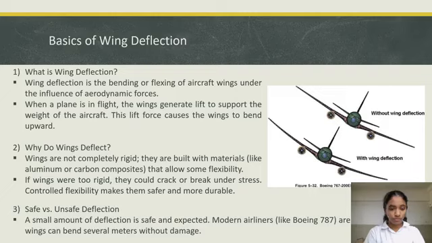Safe versus unsafe deflection. A small amount of deflection is safe and expected. Modern airliners' wings can bend several meters without damage. This flexibility reduces the damage to an aircraft. We will proceed further.